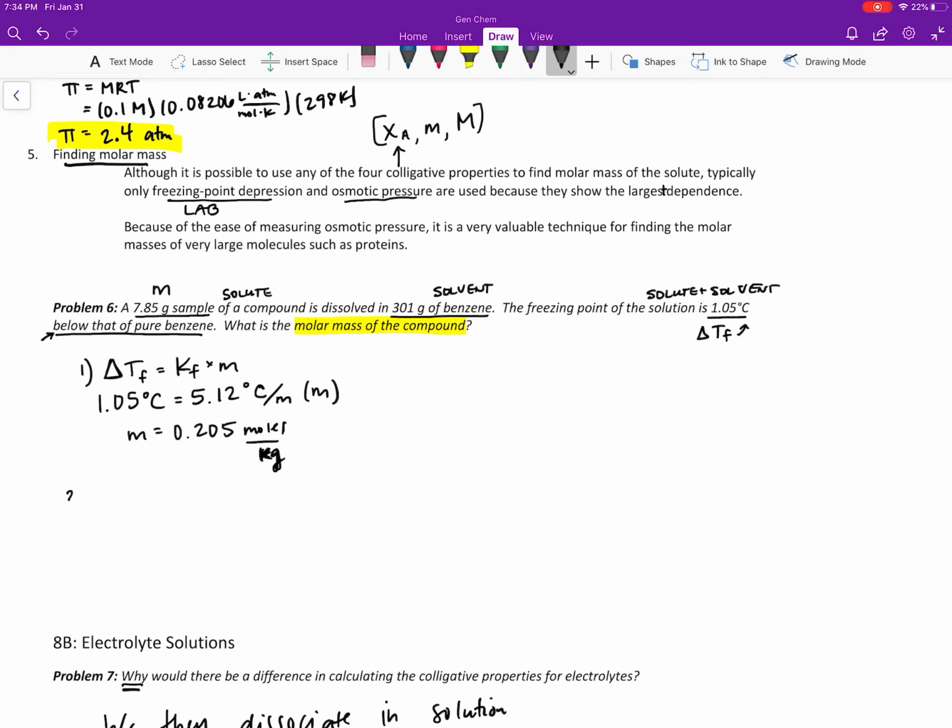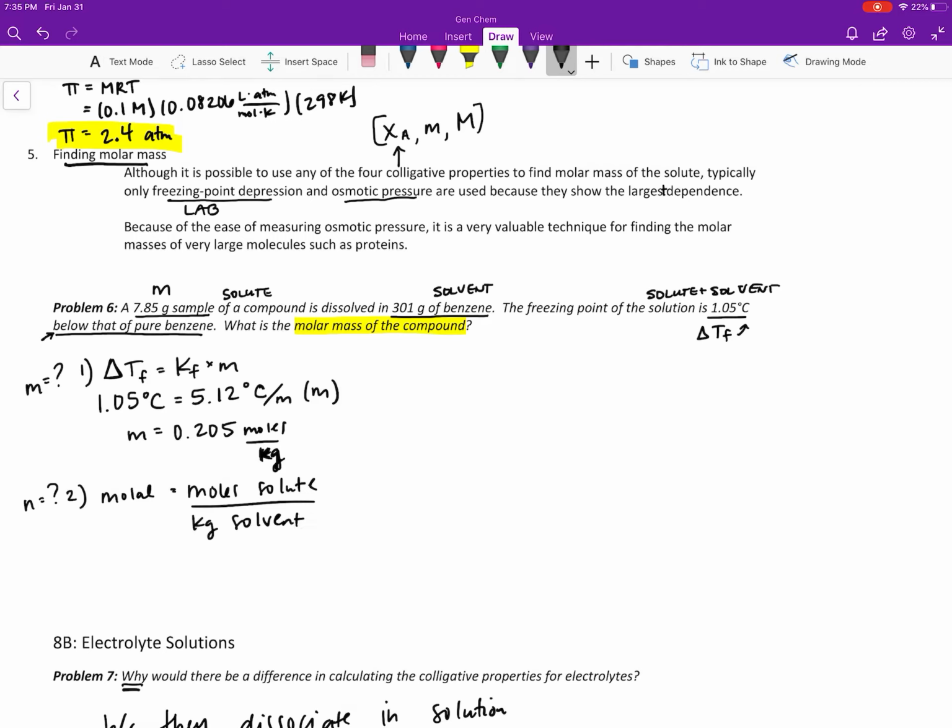Okay, so that's the first step. The second step is taking the molality and determining the number of moles. So molality is equal to what? The number of moles is equal to what? The formula is molality is equal to the number of moles of solute divided by the mass in kilograms. Let's write this out: moles of solute divided by kilograms of solvent.